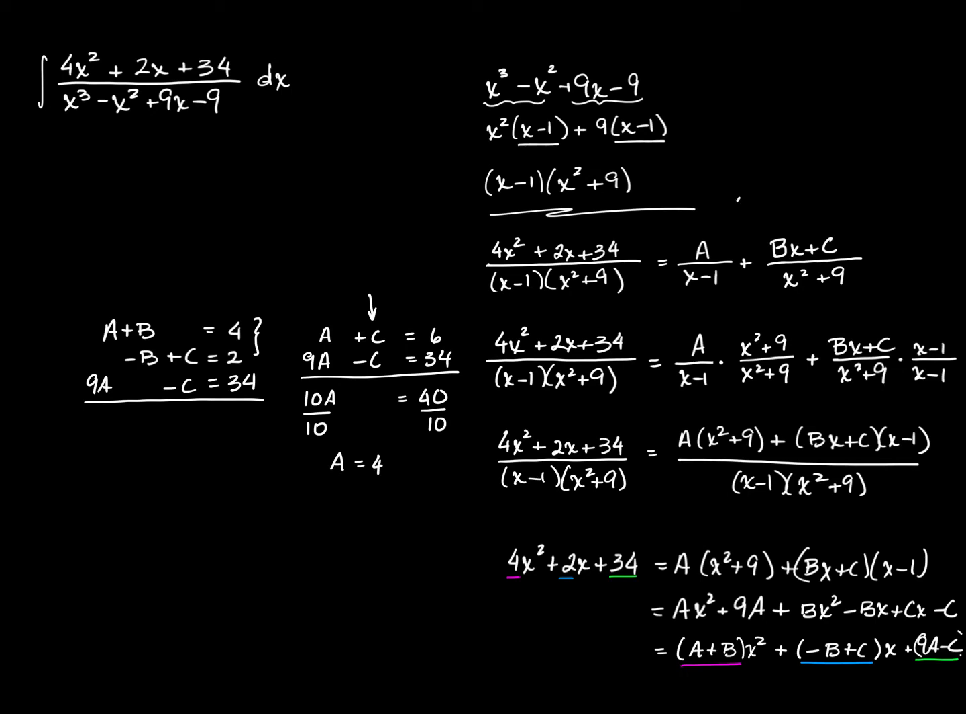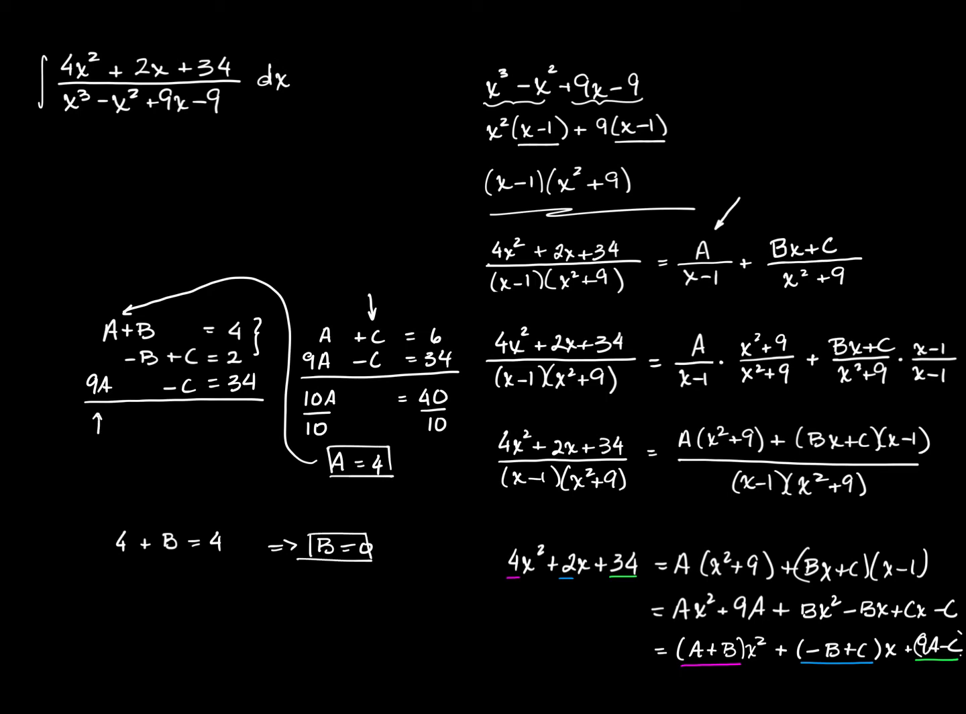So I now know what the a is in this fraction. a is going to be 4. And if I know a, I can use it to find b, because now I know that 4 plus b equals 4. So that means b must be 0. So I have a equals 4 and b equals 0.